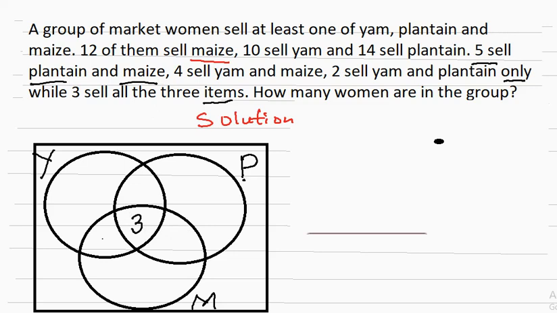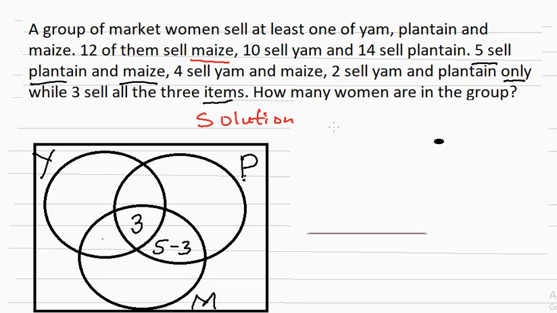So for me to get plantain and maize only, all right, I'm going to do 5 minus 3. Always take note of that. To get the intersection of these 2 sets only, you have to subtract the intersection of the 3 sets from that, okay?